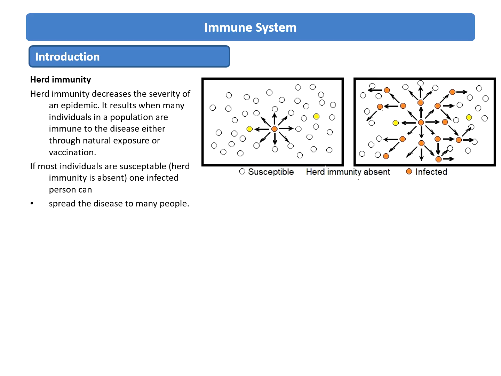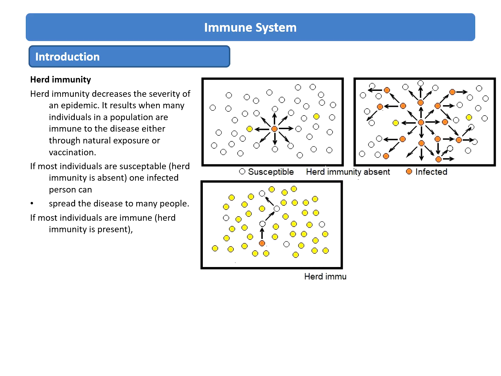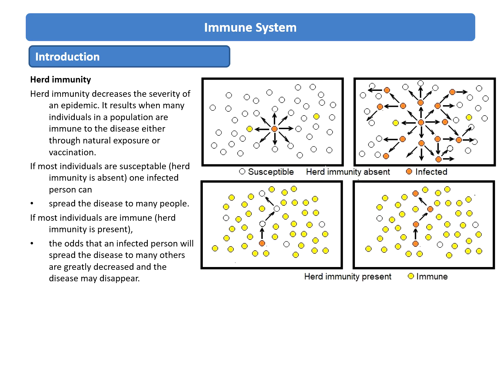The dots with the red are infected people. If most individuals are immune, herd immunity is present, and the odds that an infected person will spread the disease to many others are greatly decreased, as shown by the yellow circles. Eventually, the disease may disappear.